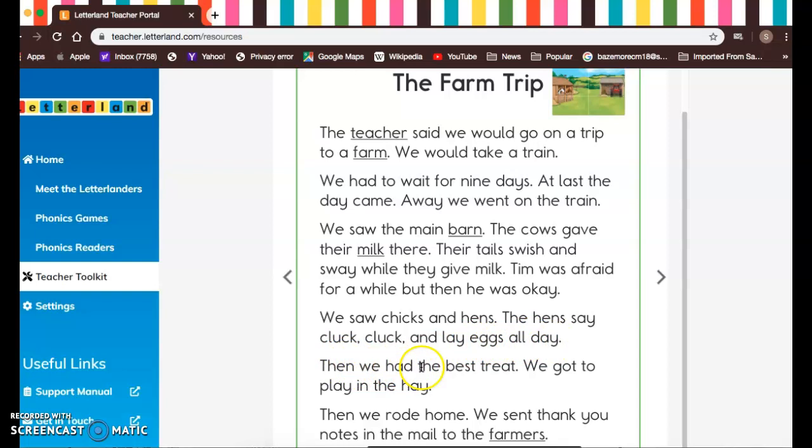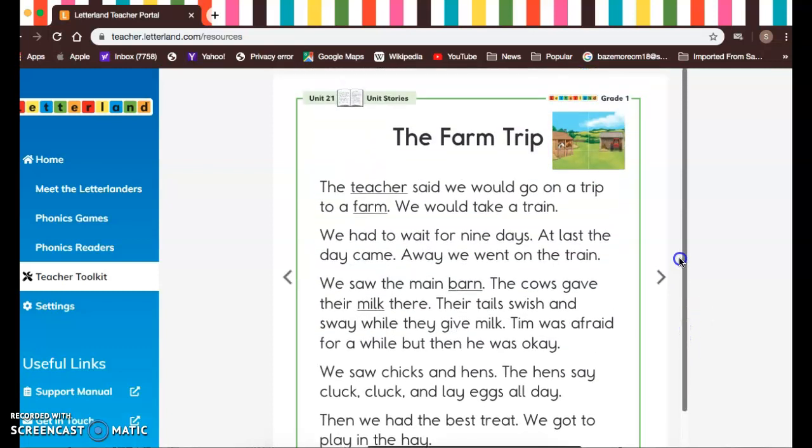Then we had the best treat. We got to play in the hay. Then we rode home. We sent thank you notes in the mail to the farmers. Actually, you guys did an excellent job.